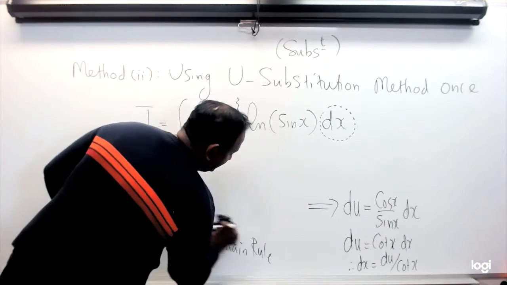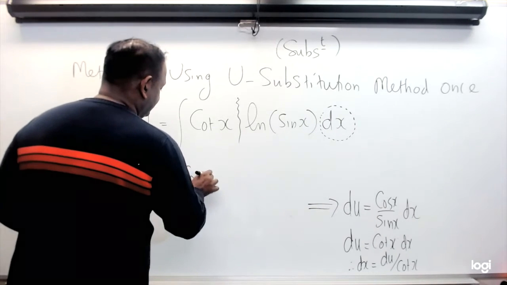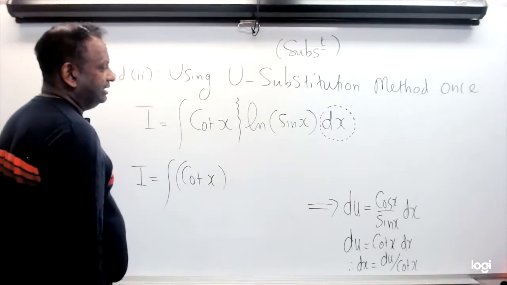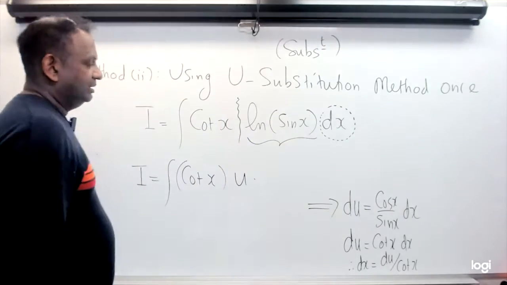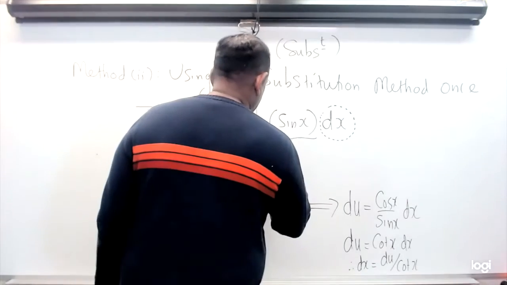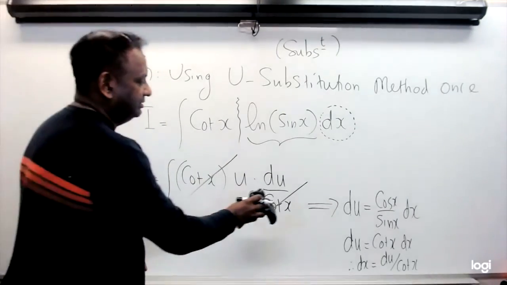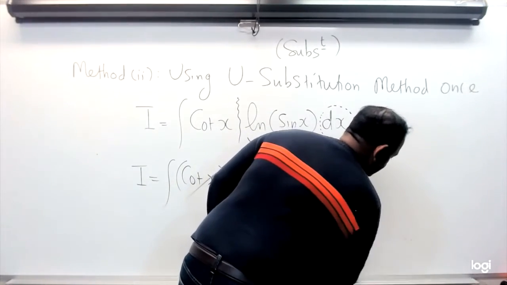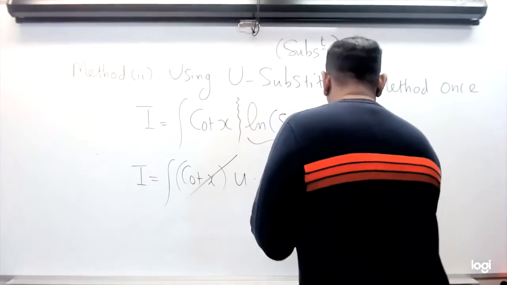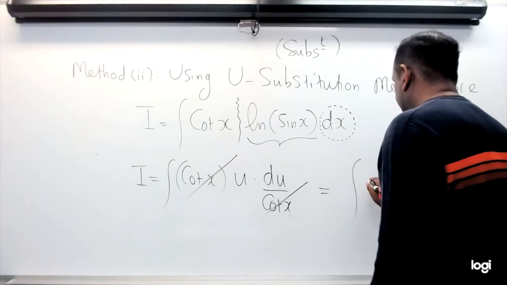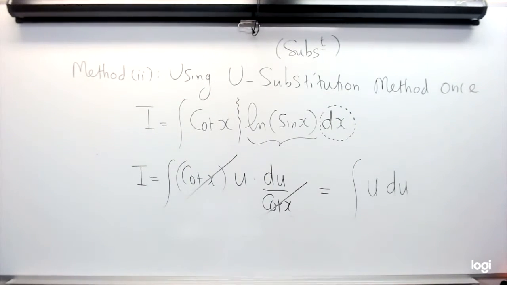Then we're going to plug into this one. I don't do anything for the cot x because they get cancelled off. Ln sine x means what? This term is u. dx means du over cot x. They get cancelled off. So you're going to end up with a very basic integral in terms of u.